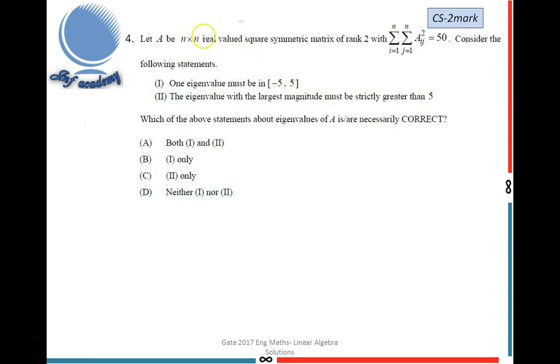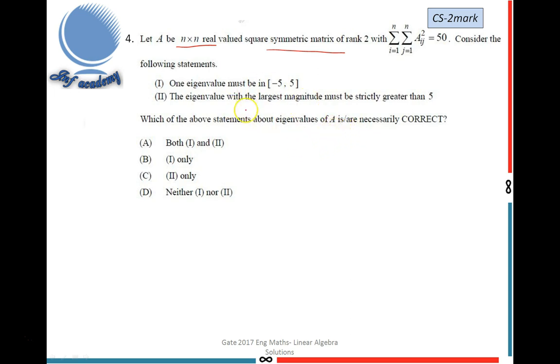Let A be an n by n real valued square symmetric matrix of rank 2 with sigma i equal to 1 to n, sigma j equal to 1 to n, aij square equal to 50. Consider the following statements. One: an eigenvalue must be in minus 5, 5. Two: the eigenvalue with the largest magnitude must be strictly greater than 5. Which of the above statements about eigenvalues of A is or are necessarily correct? It's from the CS department. It has 2 marks.